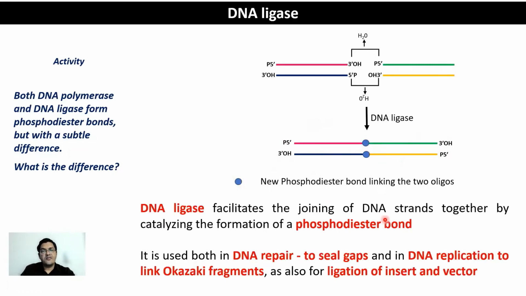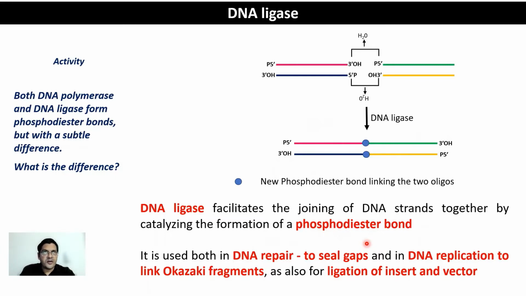So DNA ligase facilitates the joining of DNA strands together by catalyzing the formation of phosphodiester bonds. So it is antagonistic to restriction enzymes, which hydrolyze the phosphodiester bond. DNA ligase, on the other hand, helps in formation of the phosphodiester bond. And then, of course, because it can form phosphodiester bonds, DNA ligase is used in cellular machinery in DNA repair. So wherever a phosphodiester bond has been hydrolyzed and a new phosphodiester bond formation is required for repair of the DNA, DNA ligase is brought in.